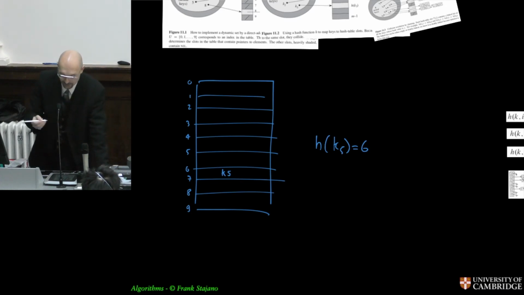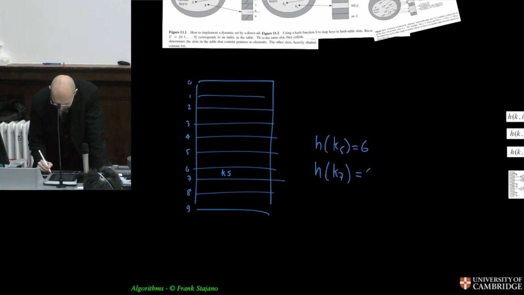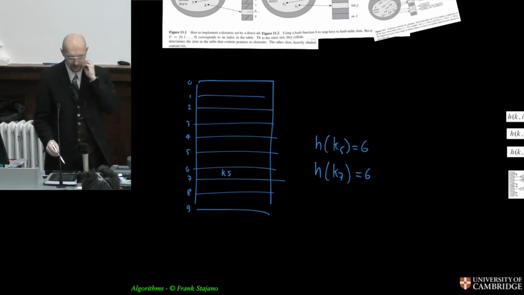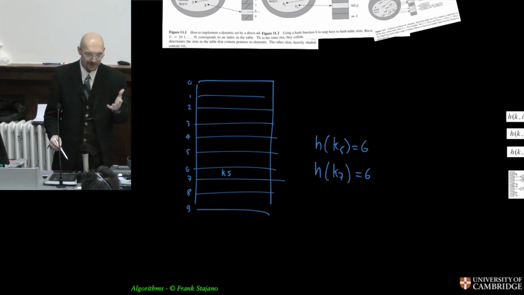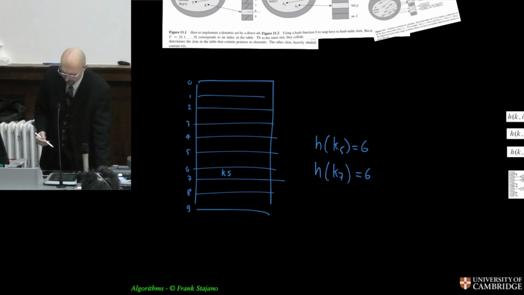Then there's a collision, and so h of k7 is also equal to 6. Then I need to store k7 somewhere, and it says I should store it here, but I can't because it's already taken by k5. So I should put it somewhere else. Well, there are plenty more places where I could put it, but the problem is finding it again later. So what should I do? I could put it just in the next free slot, like here. K7 it was.